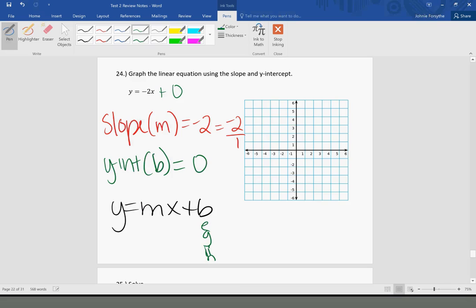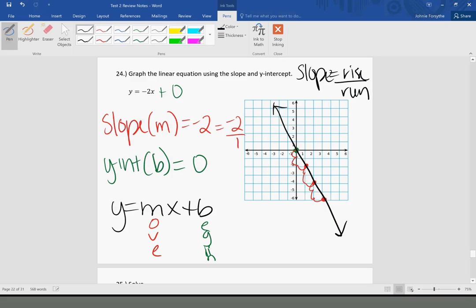So in order to graph using slope-intercept form, we're going to begin by plotting the y-intercept, the b, which in this case is 0, and then move with the slope. So beginning at 0 on the y-axis, we're going to move with the slope, negative 2/1, which remember slope means rise over run. So beginning at the 0, we're going to go down 2 and to the right 1. Down 2 to the right 1. We can do this as many times as we need to get our points to make a nice straight line.